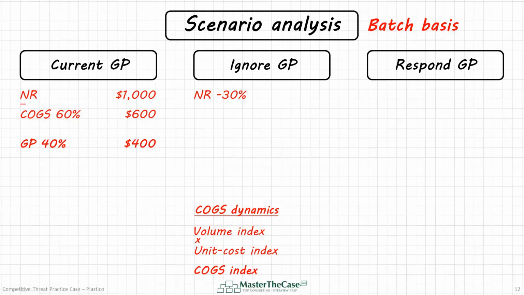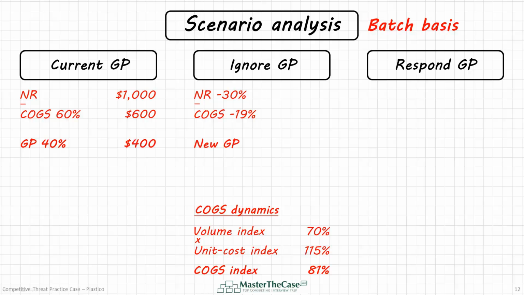to determine the COGS index. So plugging in the numbers, we know that volume will decline by 30%. So the volume index will be 70%. Next, we know that the unit cost will increase by 15%. So its index will be 115%. Therefore, the resulting COGS index will be close to 81%, implying a 19% total COGS decline in this scenario. So let's plug that into our scenario logic. As the final result, I will arrive at the new gross profit for the scenario. Does this logic make sense?